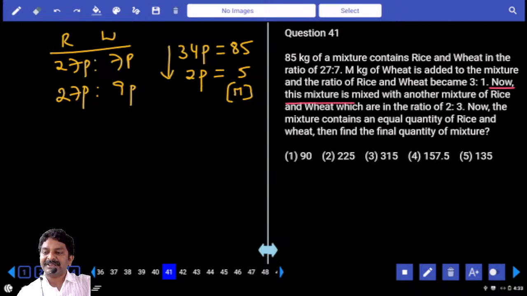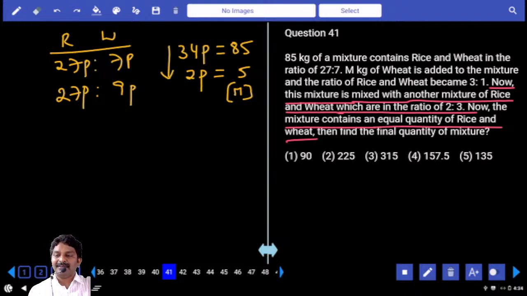Now this mixture is mixed with another mixture of rice and wheat, which are in the ratio 2:3. Now the mixture contains an equal quantity of rice and wheat. Find the final quantity of mixture.